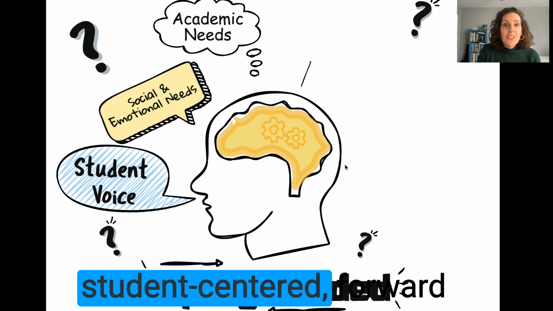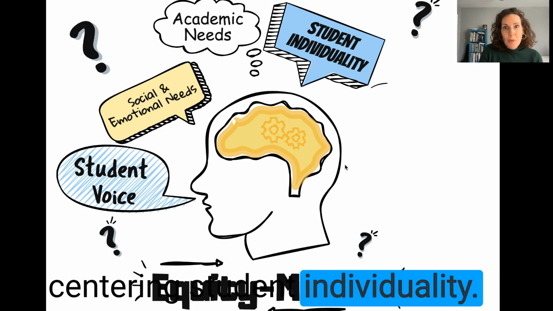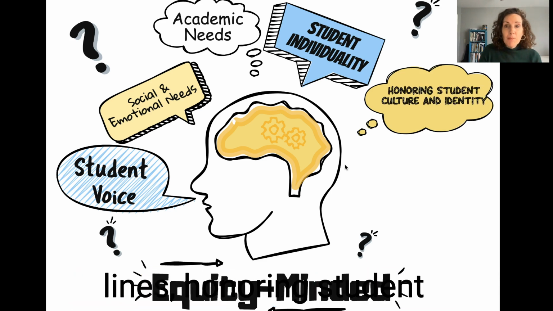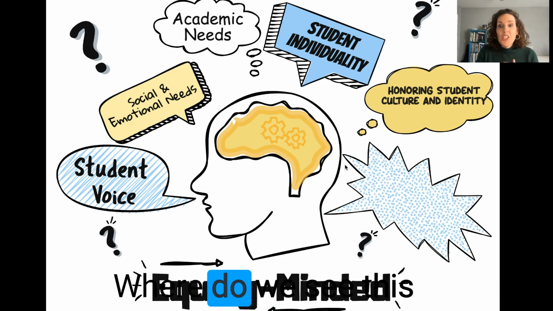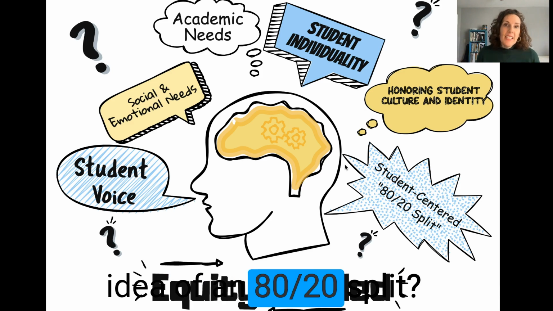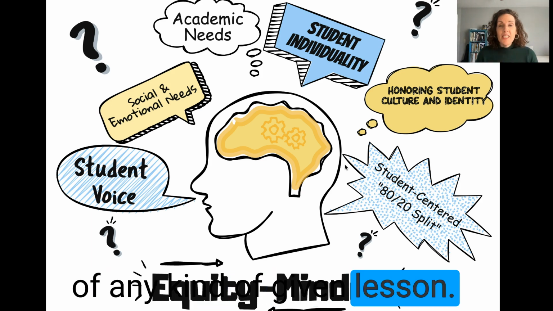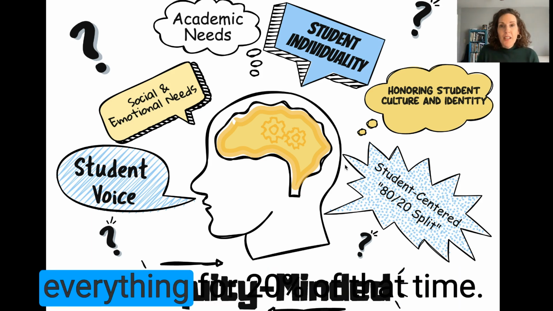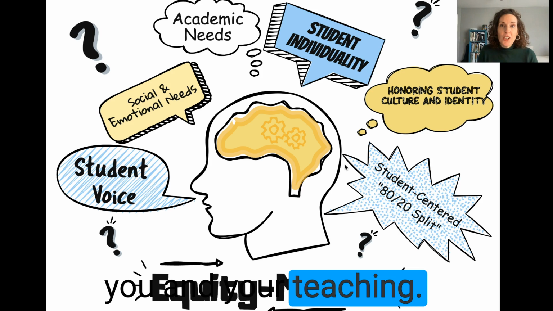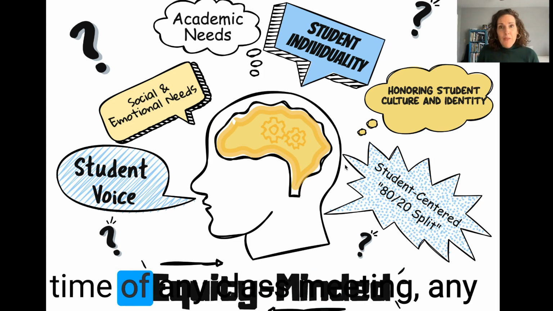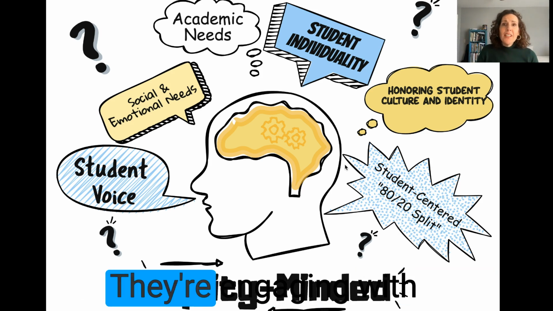I'm looking for student-centered, forward-thinking lessons in that regard, centering student voice, centering student individuality. Very much along the same lines, honoring student culture and identity. Where is that happening in the lesson? Where do we see this idea of an 80-20 split? And what I mean by that is 20% of any given lesson, the teacher is leading everything for 20% of that time. However that equates in this specific context for you and your teaching. But then the other 80% of the time of any class meeting, any lesson, are students doing things with what you're teaching. They're engaging with it in different ways.